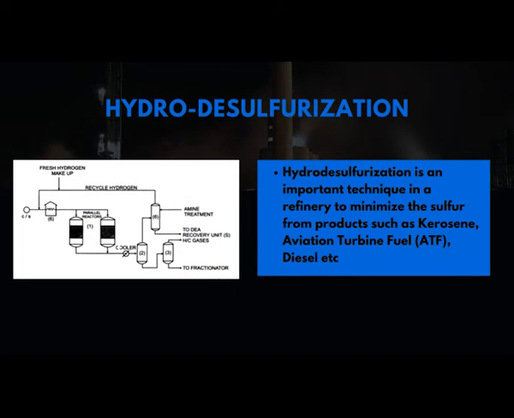Then we move on to the hydrodesulfurizing unit. All along, what we were discussing was converting less valuable products into high valuable products. Now we are coming to a different kind of secondary processing unit, which is primarily meant to take care of environmental needs. One such unit is the hydrodesulfurizing unit. It is an important technique in a refinery to minimize the sulfur from various products like kerosene, aviation turbine fuel or diesel. The hydrodesulfurizer unit is a fixed bed catalytic process.